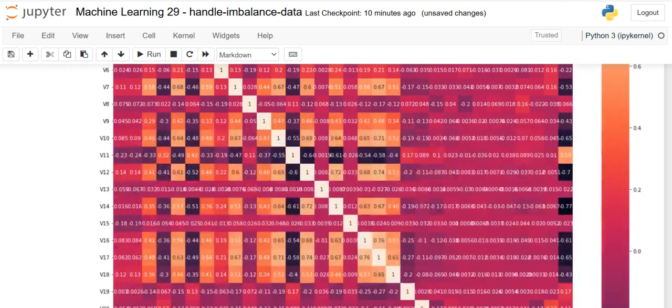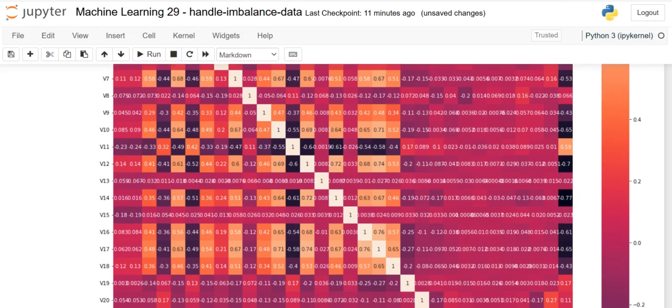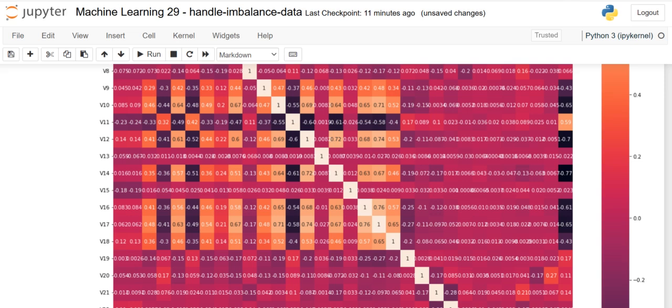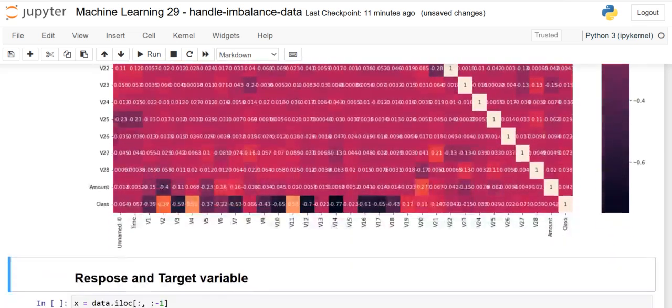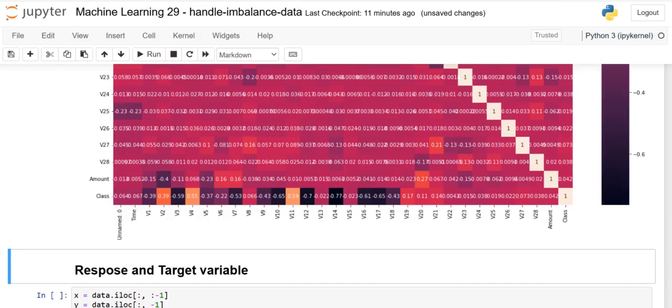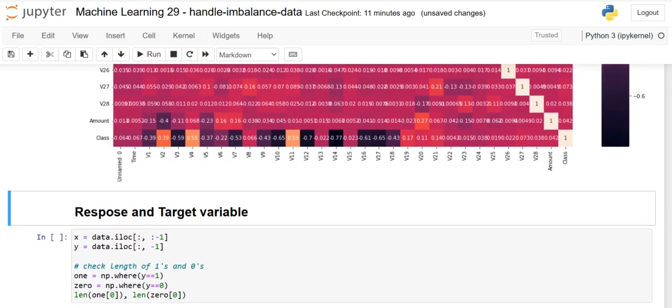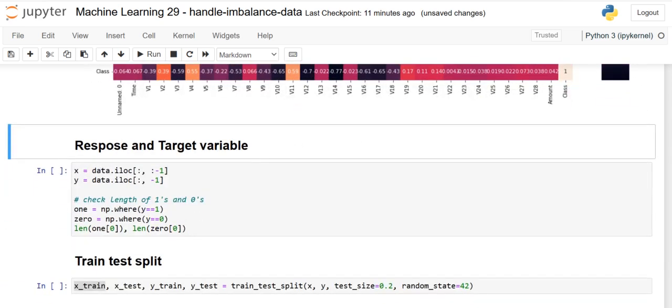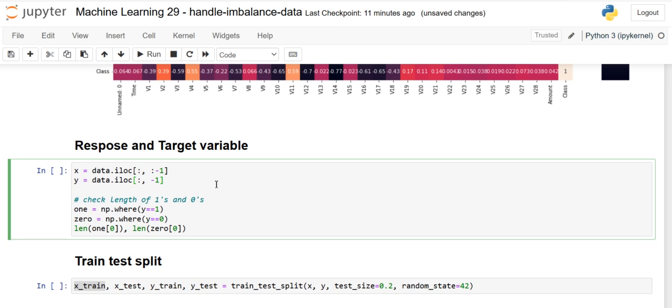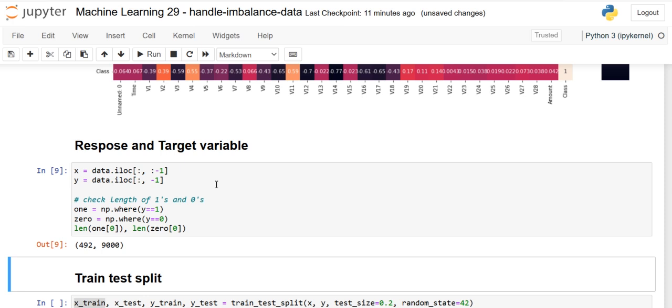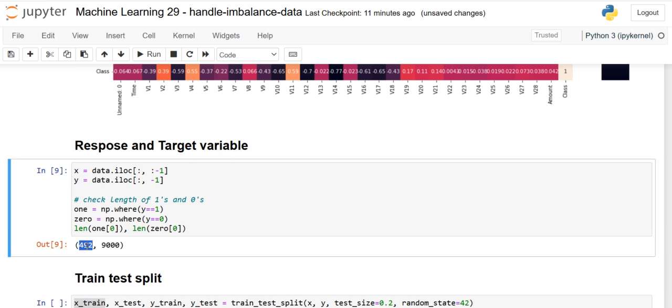Okay, a few positive and negative correlations are visible here, but today we are discussing the imbalancing part. When it comes to the response towards the target value, kindly observe that we are just separating it into x and y values. And as I have already specified, there are 492 fraudulent and 9000 non-fraudulent.